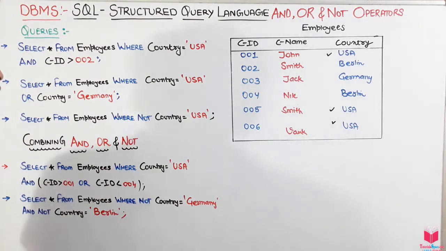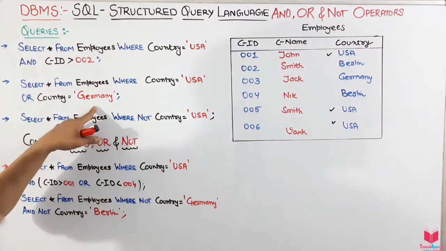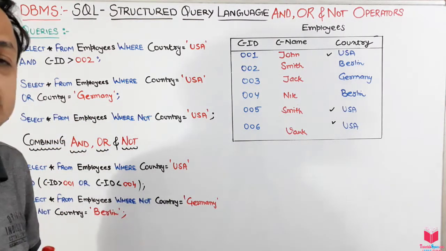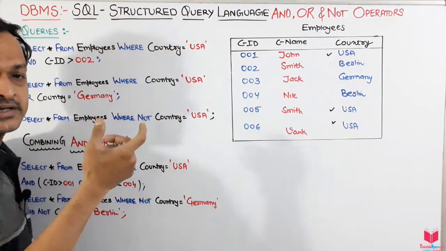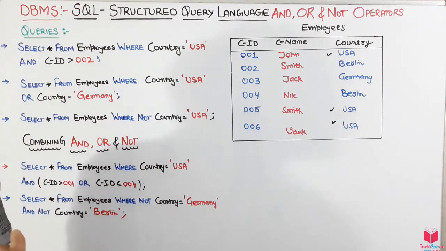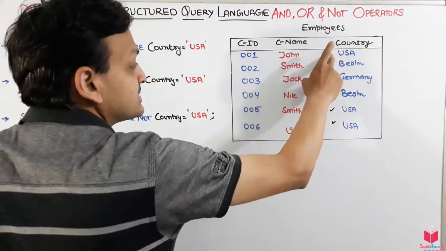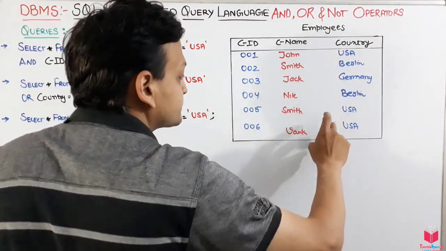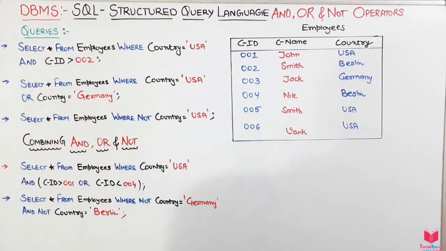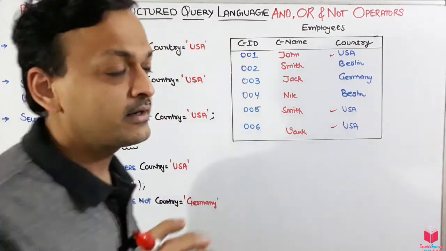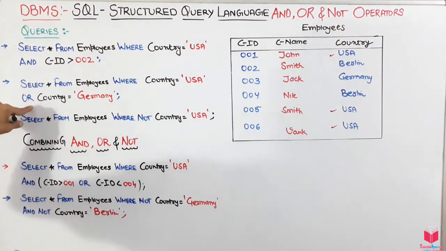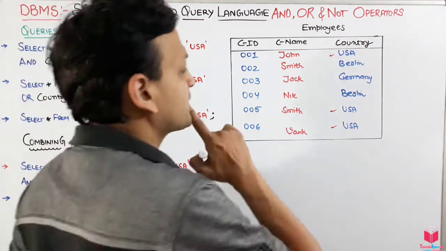Select star from employees where country is equal to USA or country is equal to Germany. See, there is an OR operator. What exactly the OR operator tells us is that there are 2 or more conditions, but at least one condition should be true, then it will give the output. So let's check what exactly the condition is. First, we have to see country is equal to USA, so we select where the country is USA, there and there. After that it checks the OR, country is equal to Germany, so it will check where Germany is.